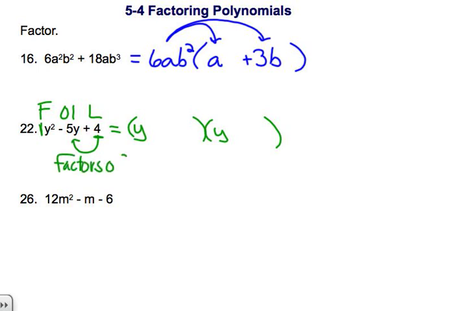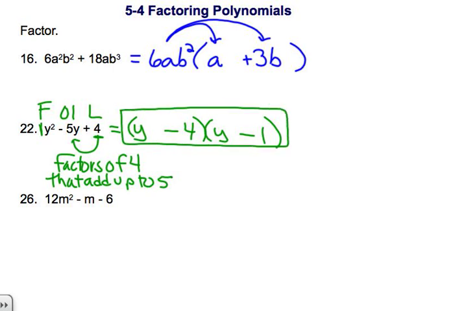Factors of 4 that add up to 5, which would be 4 and 1. And since we need a negative 5, we need a negative 4 and a negative 1 to come up with the outer and the inner terms. Then you have factored that completely.